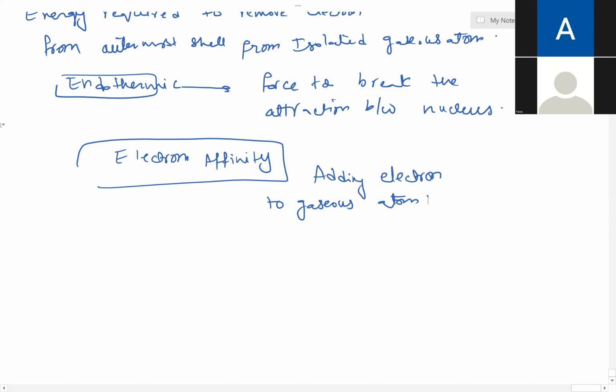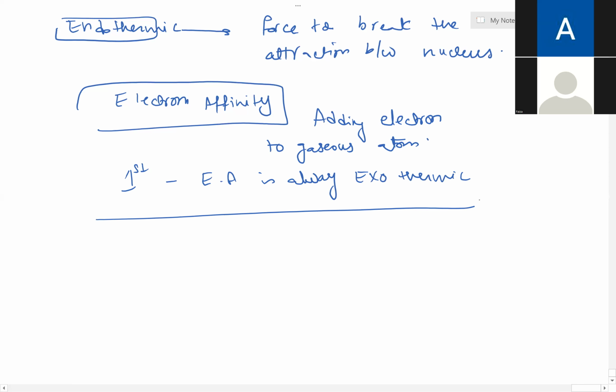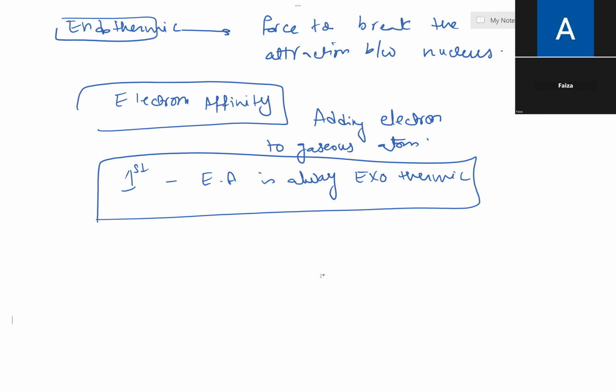Do remember that the first electron affinity is always exothermic, because we are giving in the electron. The first electron affinity will always be exothermic. But as you move on to the second electron affinity, the third, the fourth electron affinity, these will always be endothermic.